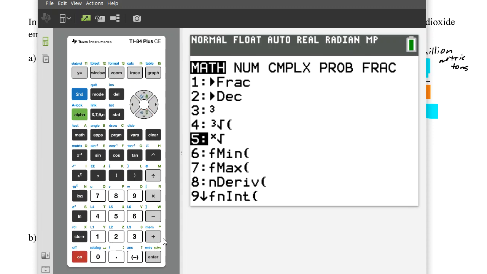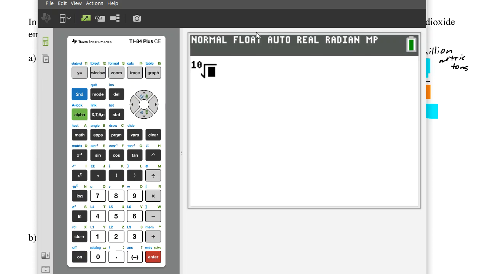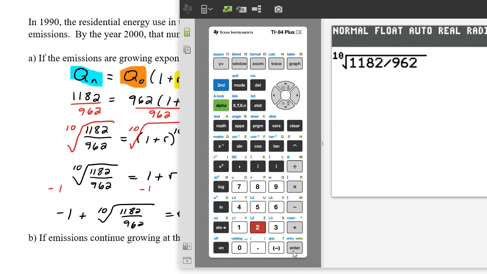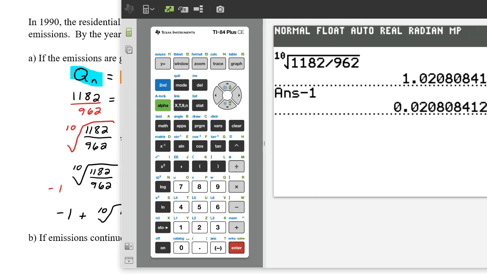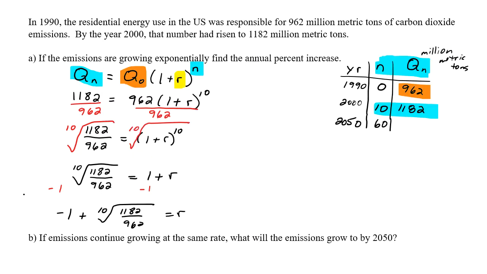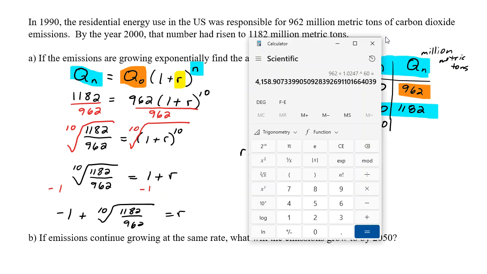Oops, I hit on. I don't want to do that. I want to enter. So here on this calculator, I do this, and then I do 1182 divided by 962 equals, and then I'll go ahead and subtract 1, and that gives me this answer right here. Now, I don't want to round this too much, so I'm going to go 0.0208. All right, r equals 0.0208.